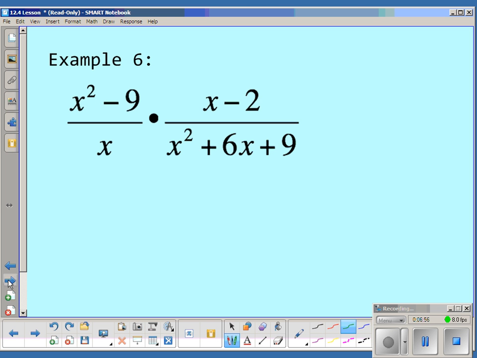All right. Oh, I lied. This is our last example of multiplication. And the reason this one is the last one is it kind of covers it all. So I want you to pause the video, and I want you to factor this one and factor that one and rewrite your problem and then see if you can cancel some things.